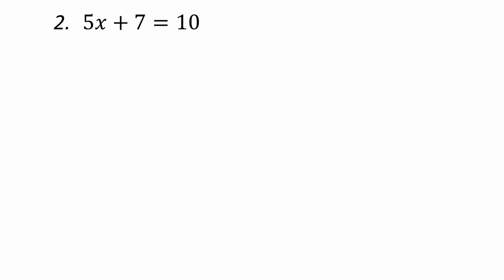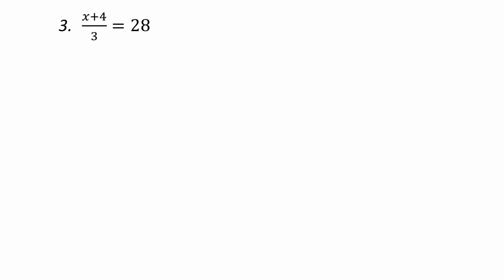What if we had 5x plus 7 equals 10? I'm going to subtract 7 from both sides. That's going to give me 3 equals 5x. Then I'm going to divide by 5. That gives me x equals 3/5.